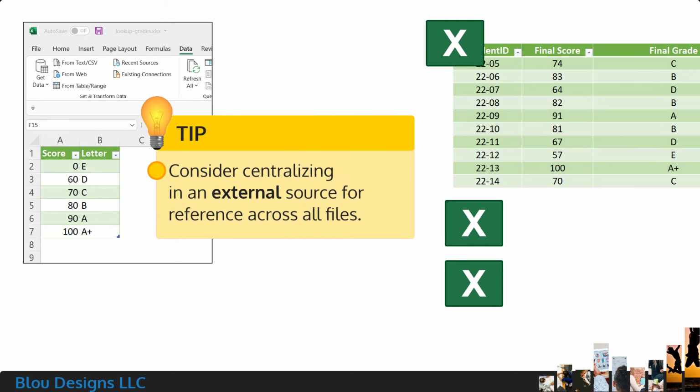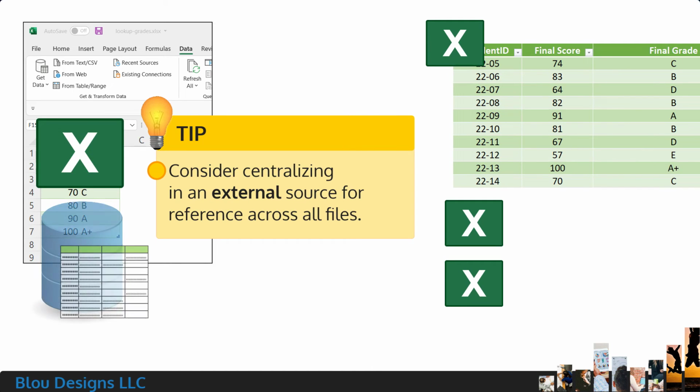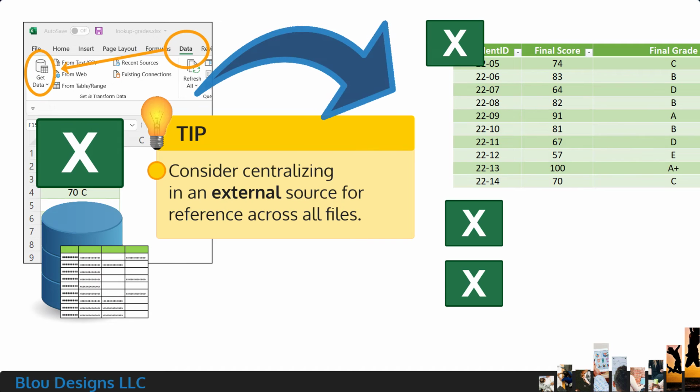If you're using this information across multiple workbooks, that is, across multiple Excel files, you might want to take the step of further centralizing this lookup information in its own workbook, a relational database table, or some other storage location that can be easily referenced with Excel's getData function.